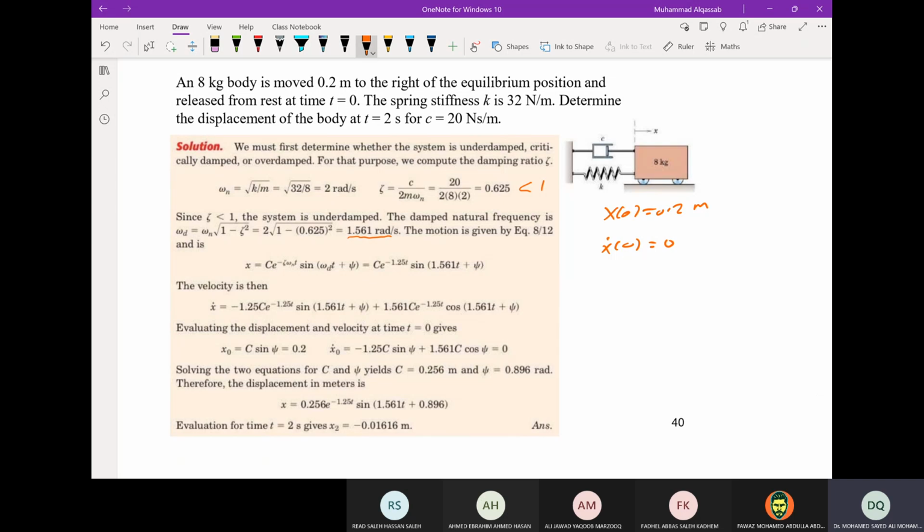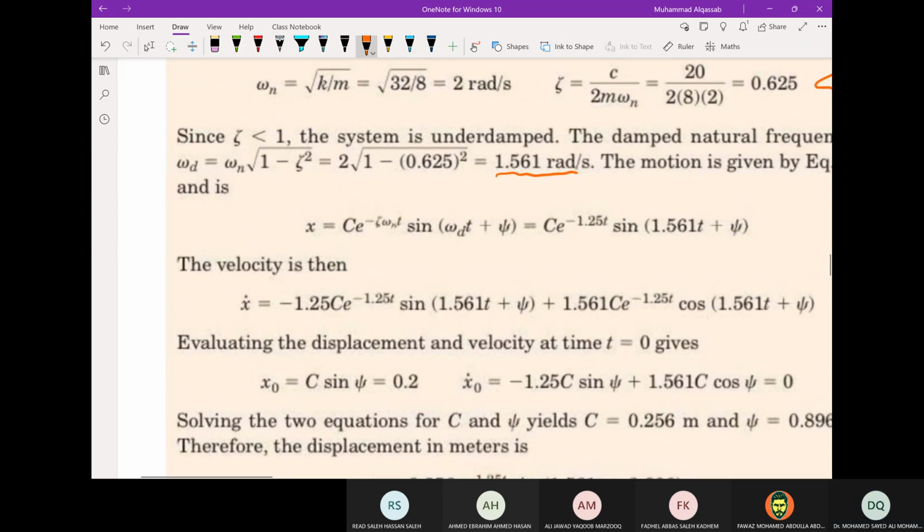And you can find the response. The question is to find the displacement at t equal to 2 seconds. Since this is underdamped, I will use the equation for underdamped. So it is given as x equal to c, which we called before capital X, a constant. We used capital X before because I used this from a different reference. So x equals c e to the power minus zeta omega n t sine of omega d t plus psi or phi, which is the phase. Those are just our names.